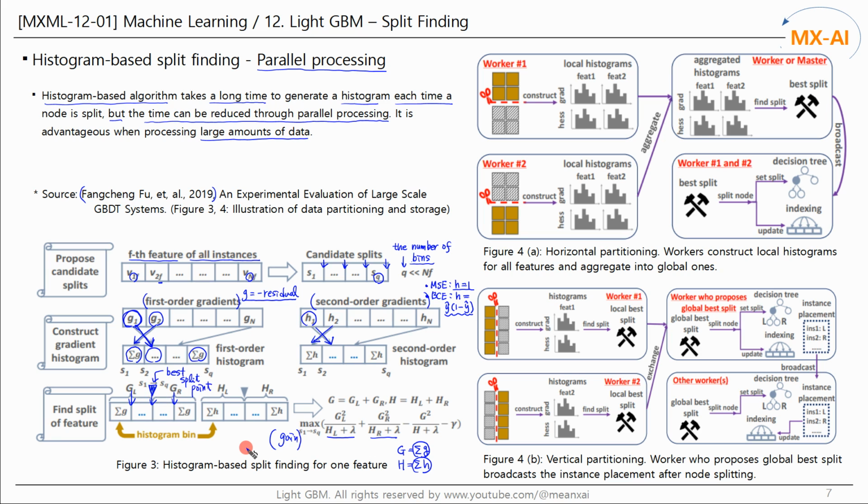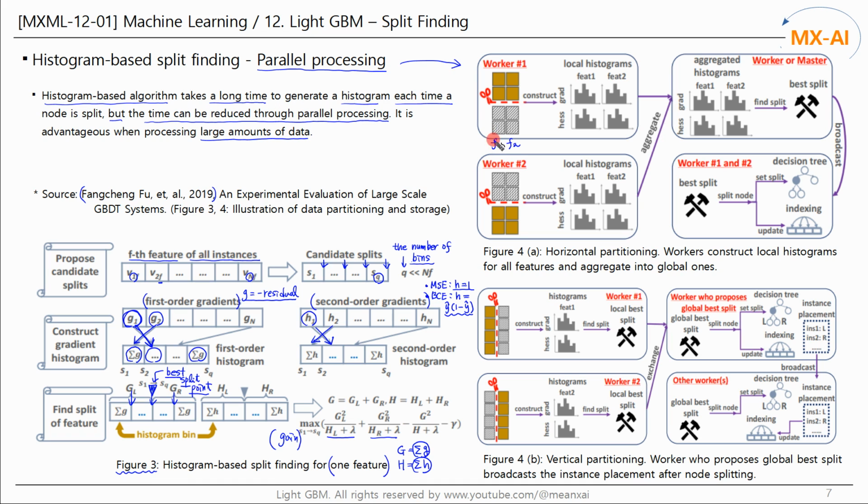In this picture, this is the best split point. This is shown in figure 3 in the paper above. Now let's look at the parallel processing. The figure on the left is for just one feature.